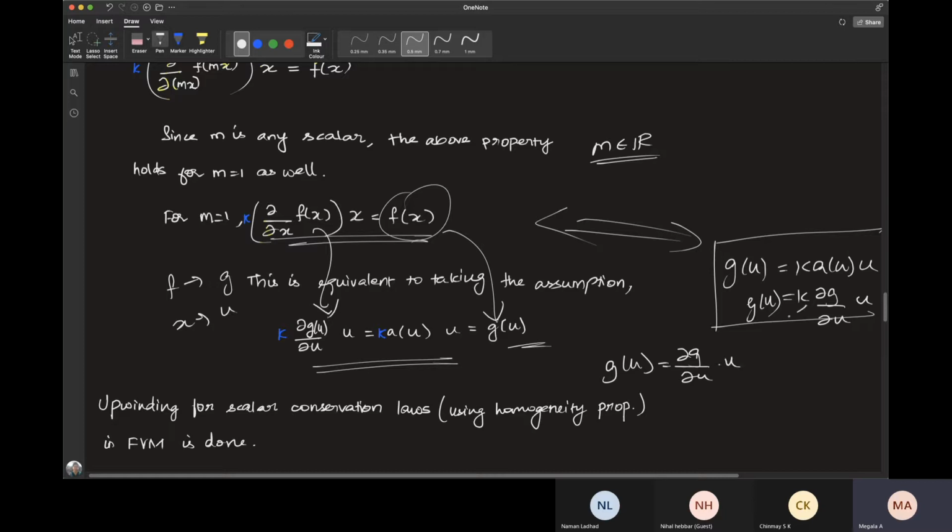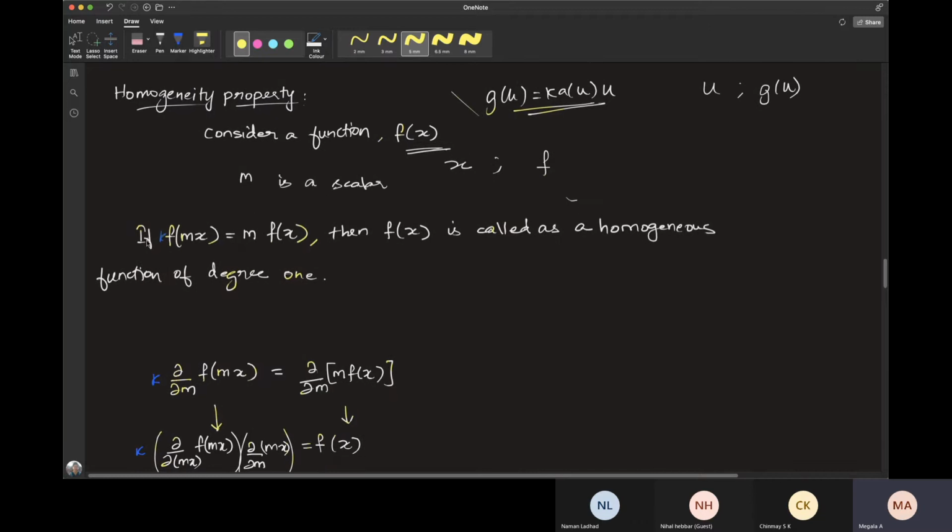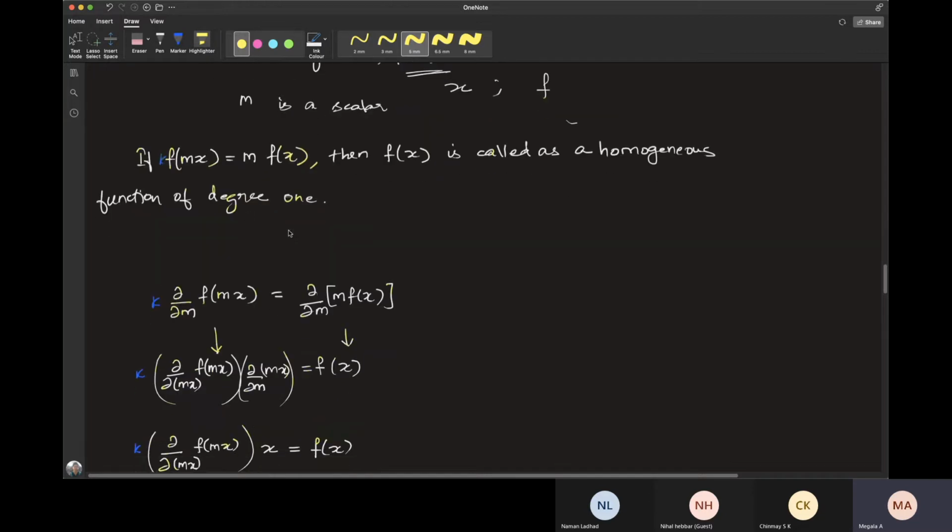As of now we have not gotten this k. So this is something that we obtain out of this homogeneity property. Now let us suppose that we have this property: if k into f of mx equals m into f of x, if this is true, then what will happen?